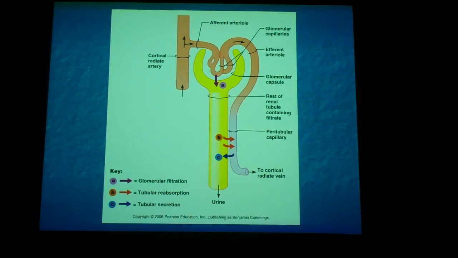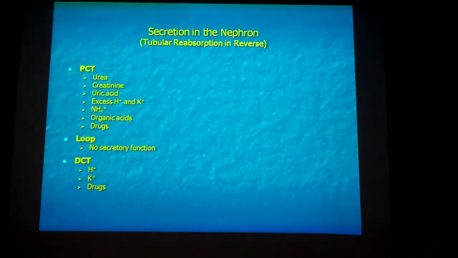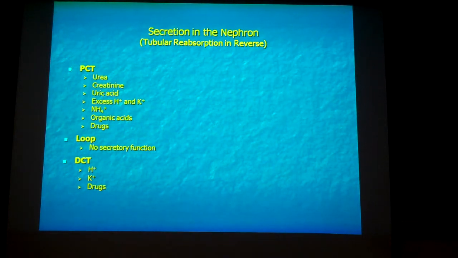Secretion is the opposite of reabsorption, remember? All right. Now, this is a look at secretion in the different parts of the nephron. So, the proximal tubule can secrete these things. Now you look at this and you say, well, I saw that the proximal tubule reabsorbs urea. It does. But it also secretes most of it back into the tubular fluid.